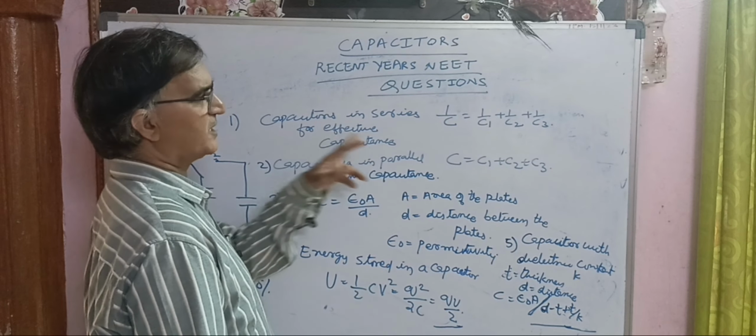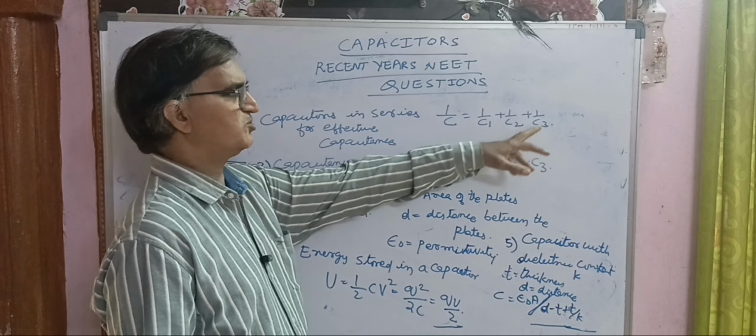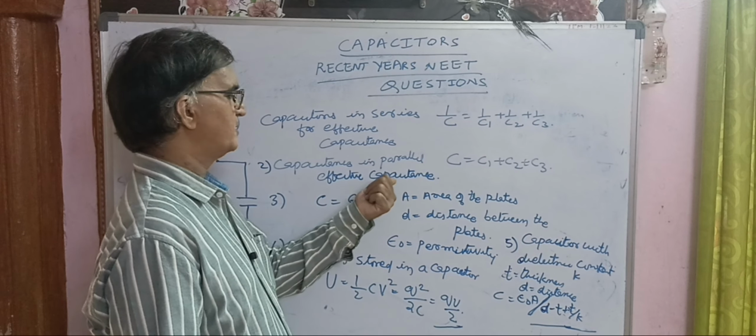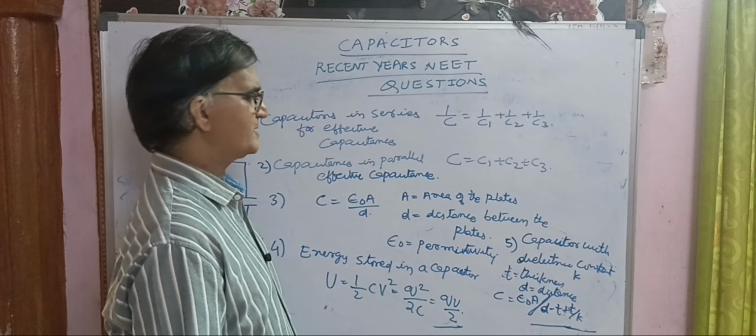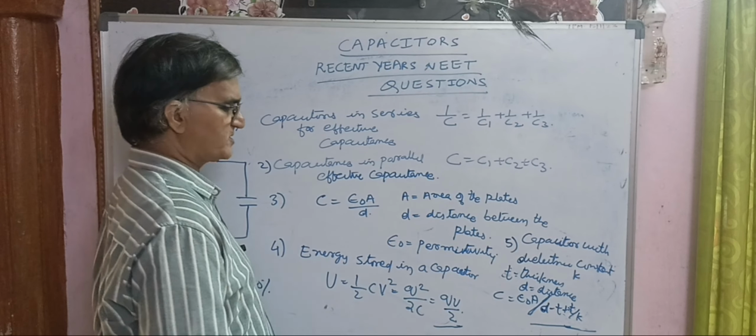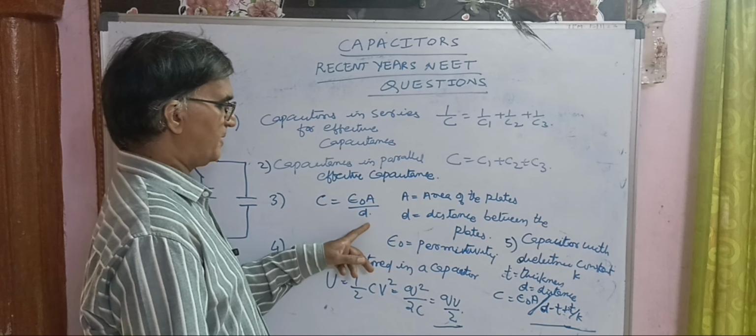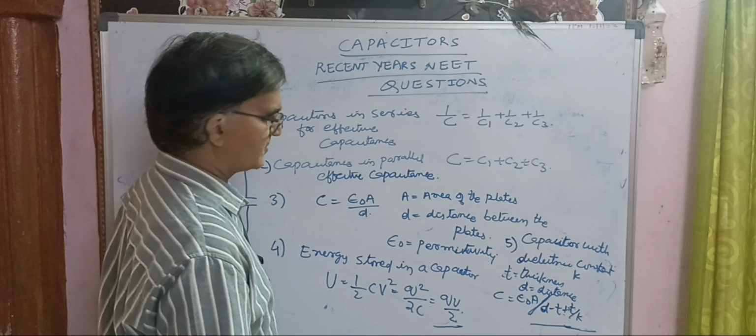When three capacitors are connected in series, we have the formula 1 by C is equal to 1 by C1 plus 1 by C2 plus 1 by C3. In case of capacitors connected in parallel, C is equal to C1 plus C2 plus C3. Then suppose A is the area of the plates and D is the distance between the plates, then capacitance is given by epsilon naught A by D.